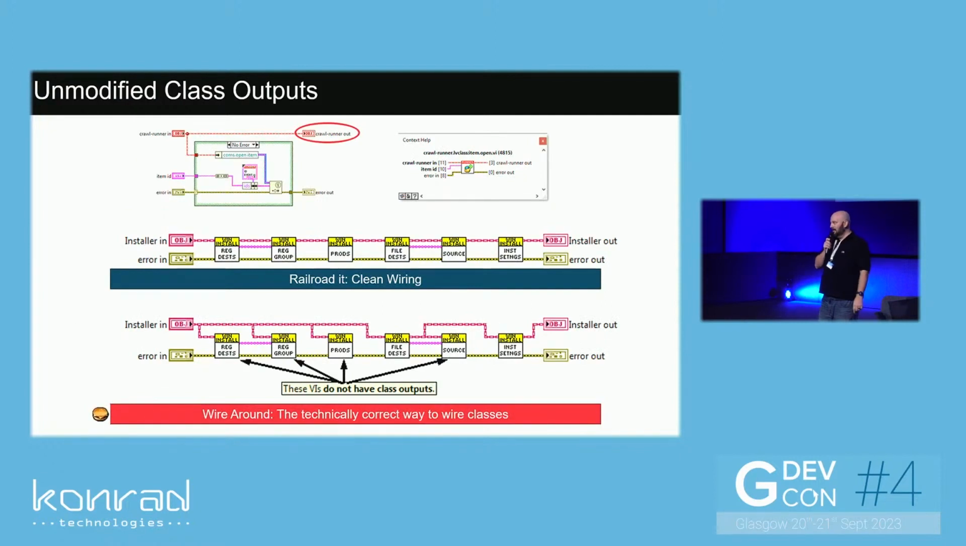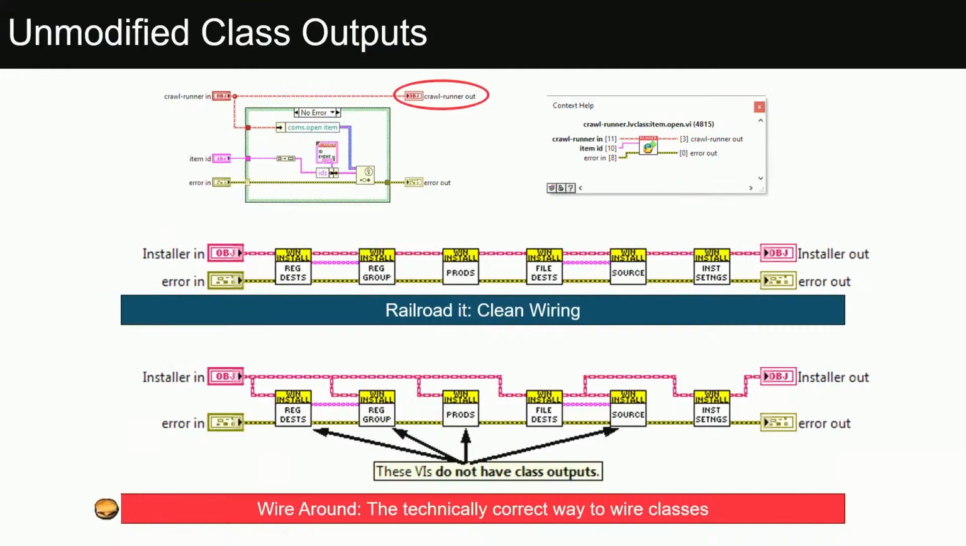All right, time for the big one. So, who likes using unmodified class outputs? Meaning, if you take your class through your VI, in order to maintain the railroadability of your code, you will pass that unmodified class all the way out.